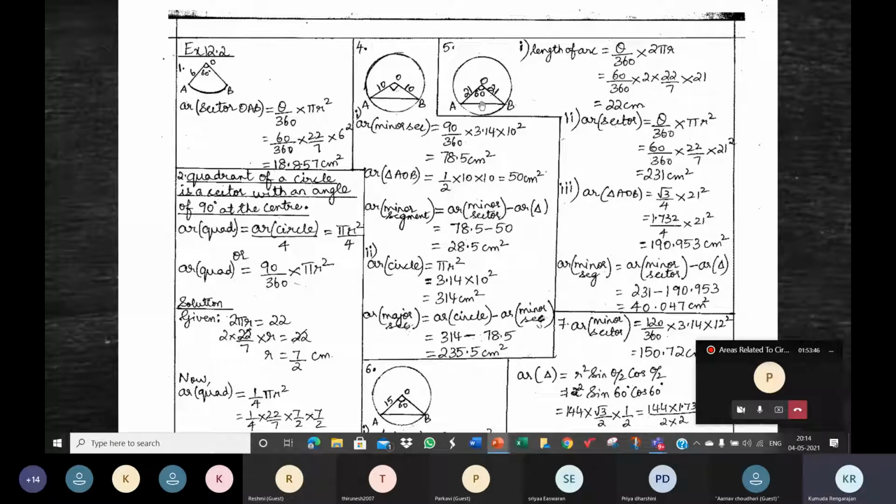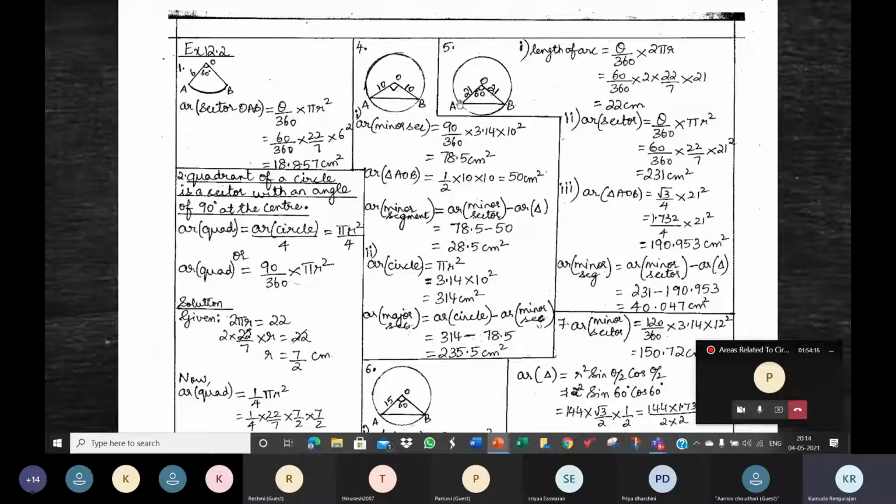Now we are talking about this sector. What's the boundary? OA, AB, the arc AB, and the radius OB. So OA is 21, OB is 21, and the length of the arc AB we found here is 22. I told you, you can use any portion of the answer also, children. So 21, because the sector goes like this.